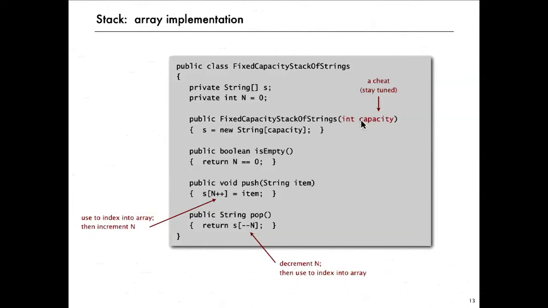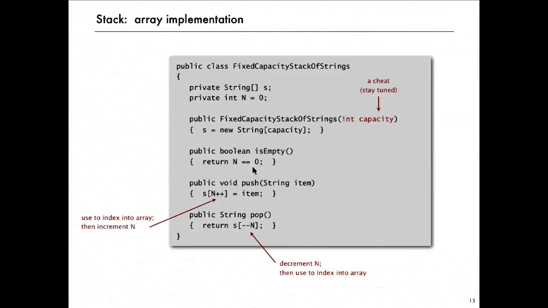In a few applications, this might be fine, but in many, many applications, that's too onerous a requirement. The client really can't know how big the stack is. The client might have a lot of stacks that need to be maintained simultaneously, and maybe they reach their maximum capacities at different times, and various other things. So we need to remove this cheat, and we will. But the code is nearly trivial if we have the capacity.